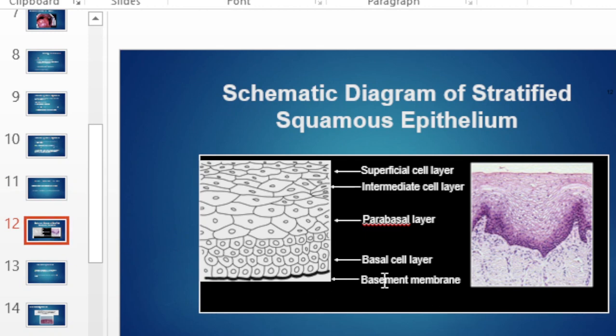So here you have the basement membrane that separates the squamous epithelium from the rest of the tissue. Then you've got the basal cell layer, the parabasal, and so on. So as you can see, the stratified squamous epithelium has got various layers of cells.